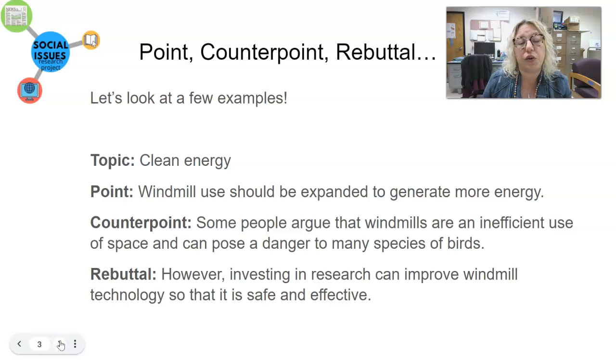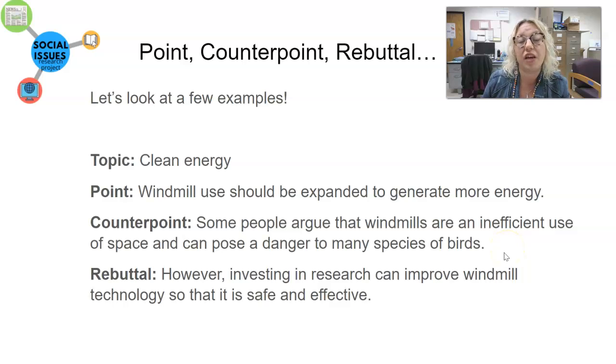So let's look at a few examples. So here is the topic. Let's say you were researching clean energy. And the point that you want to make in your podcast, now that you've done a lot of research, is that windmill use should be expanded to generate more energy. The counterpoint would be the opposite, somebody who would take an opposing view. And here's that point. Some people argue that windmills are an inefficient use of space and can pose a danger to many species of birds. So that's the opposite side.